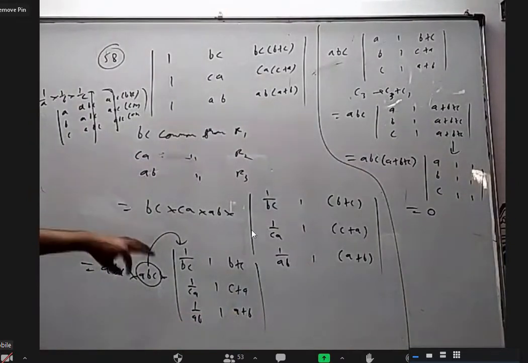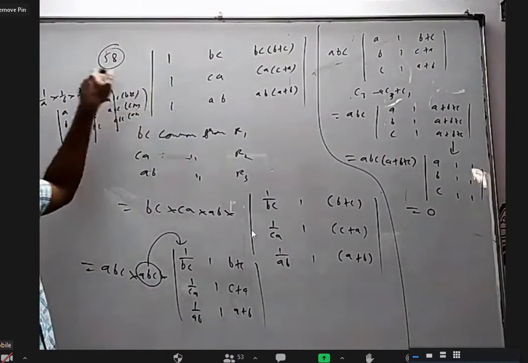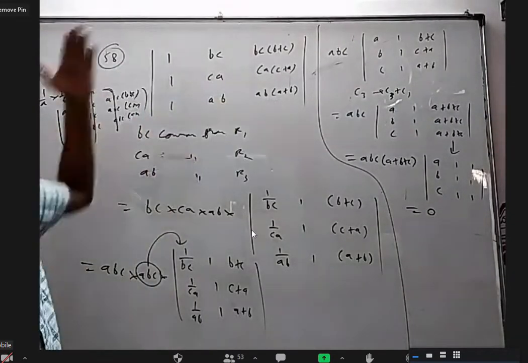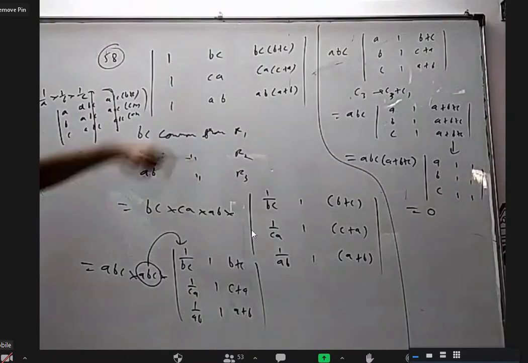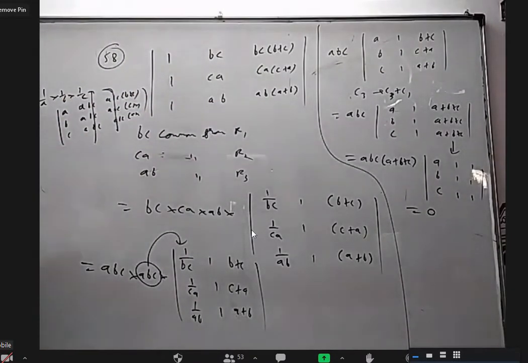It is somewhat like the reverse of what has been done. Instead of taking BC common, somebody can multiply A here, B here, C here, and outside write 1 by A into 1 by B into 1 by C. Then take ABC common here, ABC common here. You can do that.